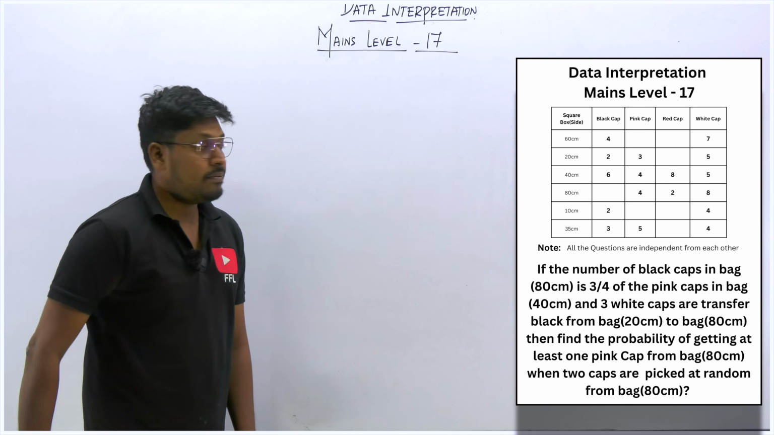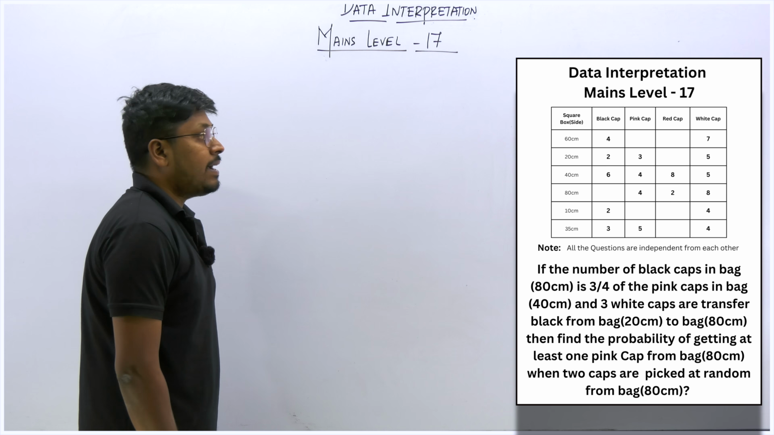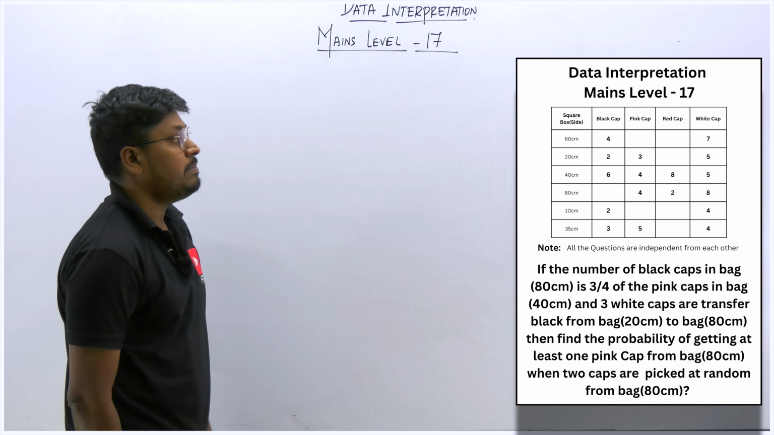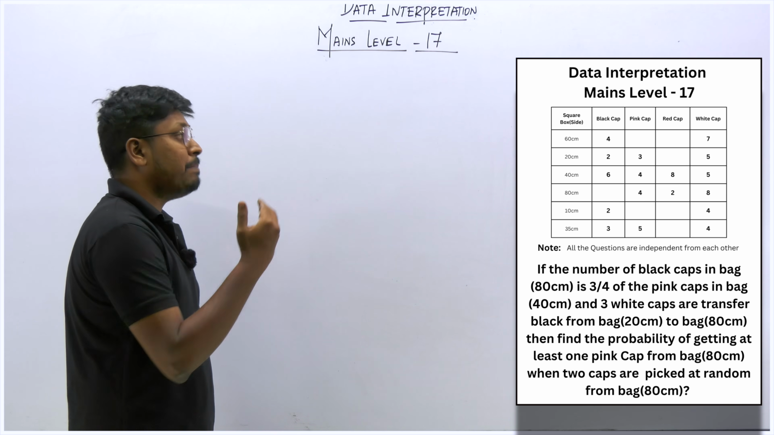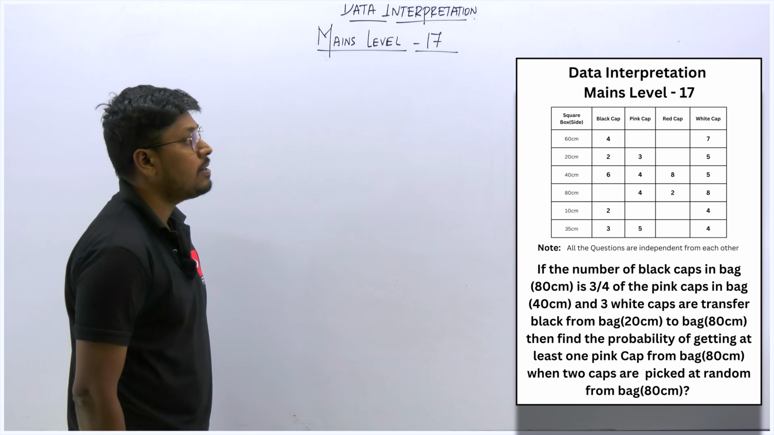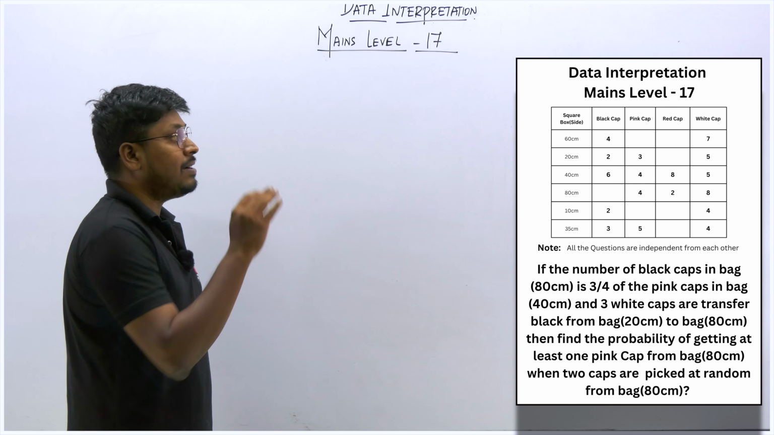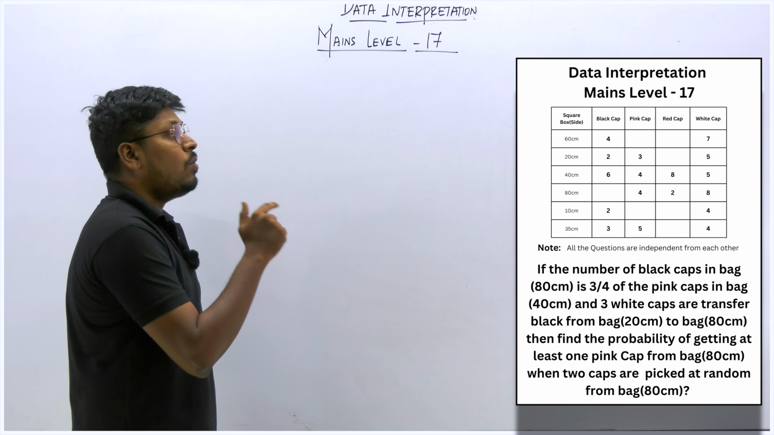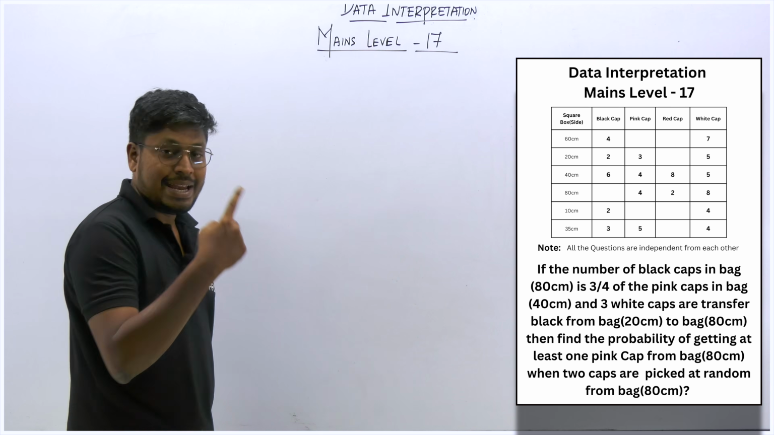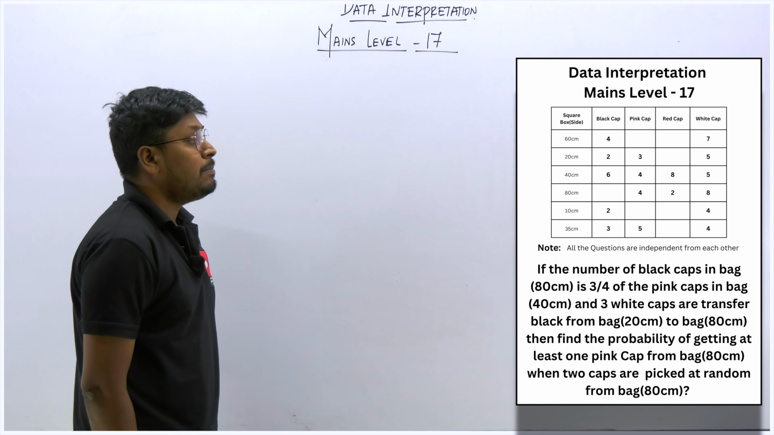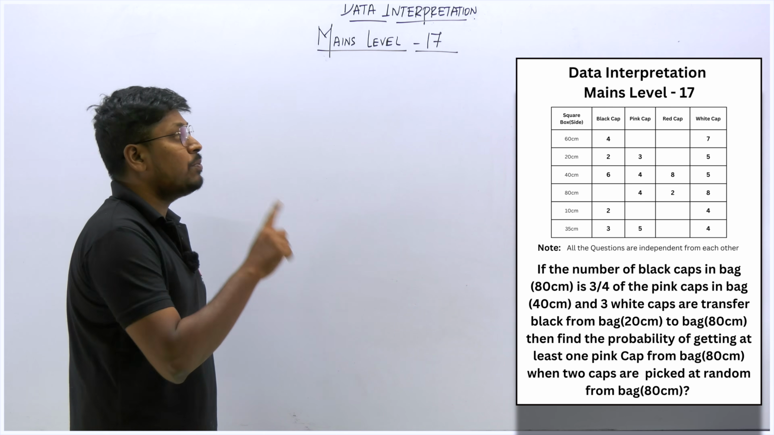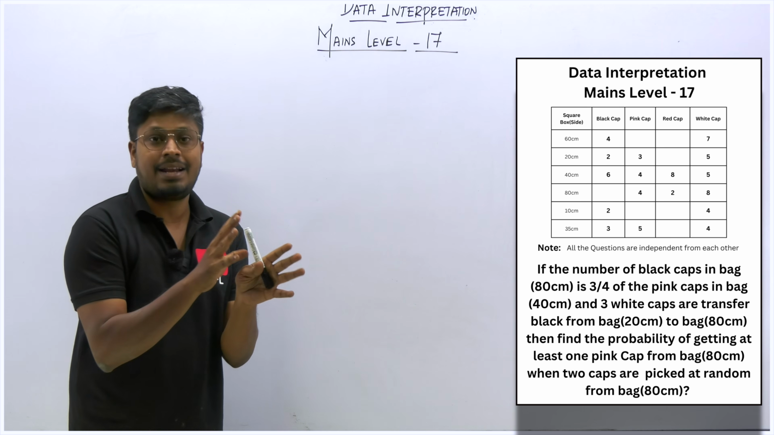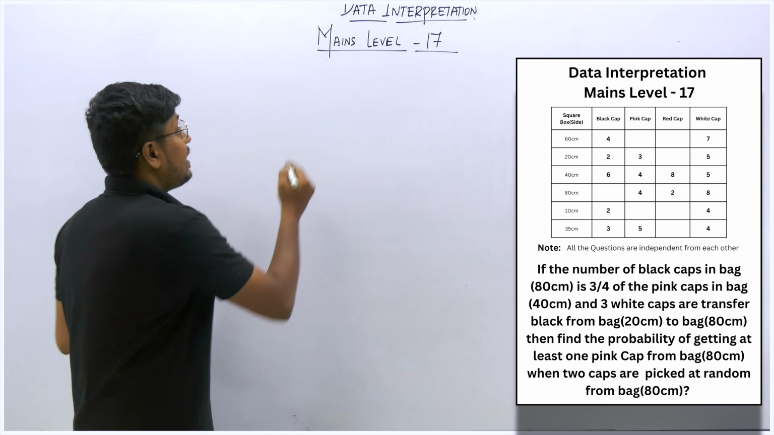So question number 4. If the number of black caps in bag 80 centimeter is 3 by 4th of the pink caps in bag 40 centimeter, and 3 white caps are transferred from bag of 20 centimeter to bag of 80 centimeter, then find the probability of getting at least one pink cap. So what is the target? Our target is to find the probability of getting at least one pink cap.